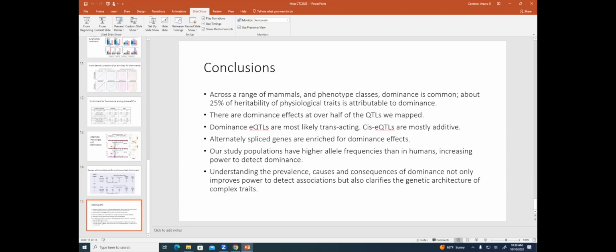And I think one thing you should note here, of course, is that these study populations all have high allele frequencies compared to human populations. And you need high allele frequencies in order to get all three genotype classes represented in enough individuals that you can actually detect dominance. So the problem we face in human studies is this huge tail of low frequency alleles, which makes it much harder to detect dominance in humans.